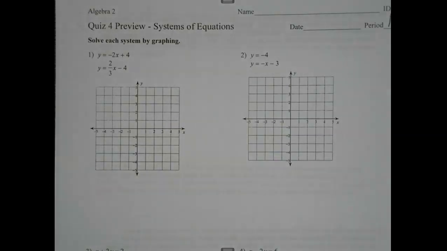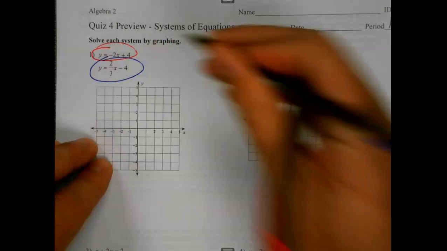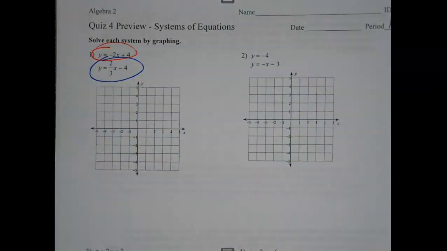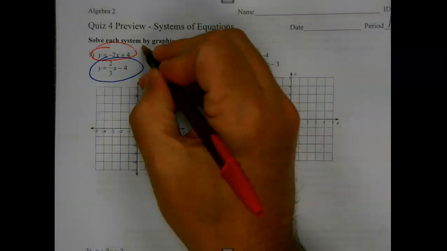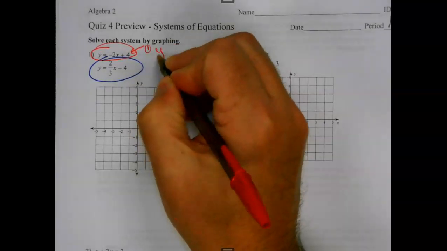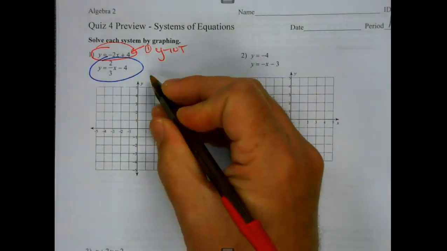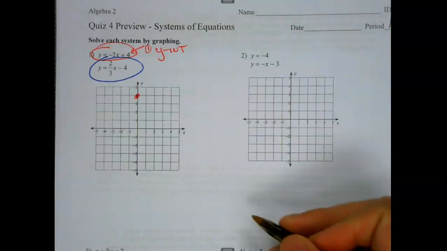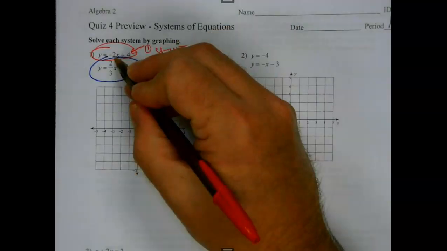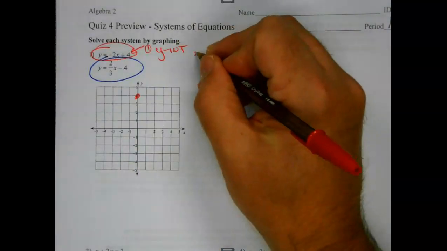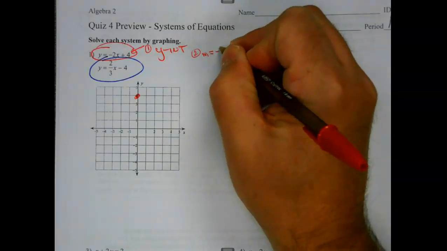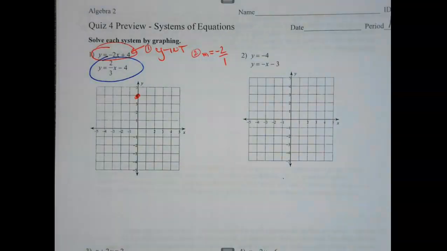Solve each system by graphing. Okay, and I'll tell you too, the quiz is going to be a little bit shorter than this. Fortunate for us in this first one, they're both in y equals already. So reminder, that number on the end is always my y-intercept. That's always what I'm going to do first. So that's at 4. Second is going to be my slope, that number in front of x. And if it's a whole number, make it a fraction.